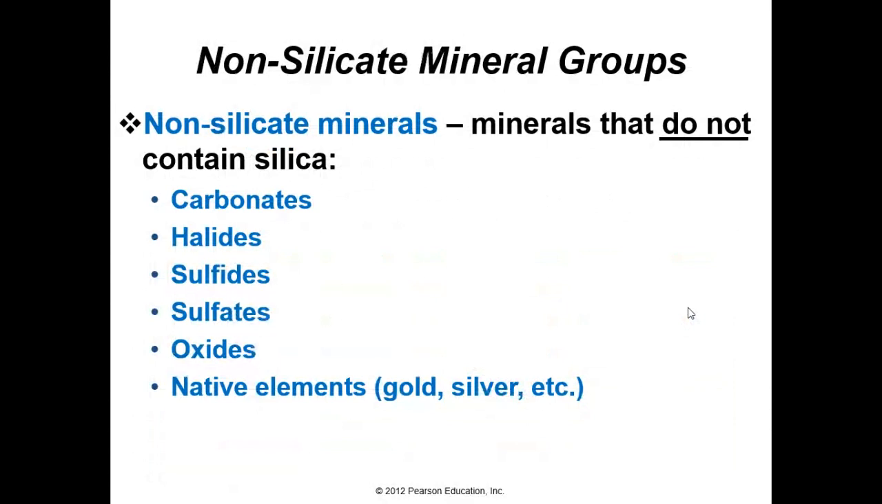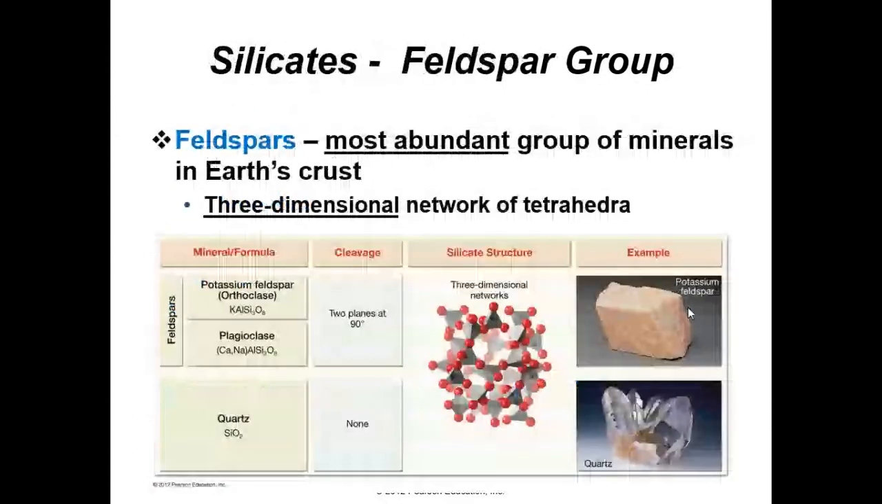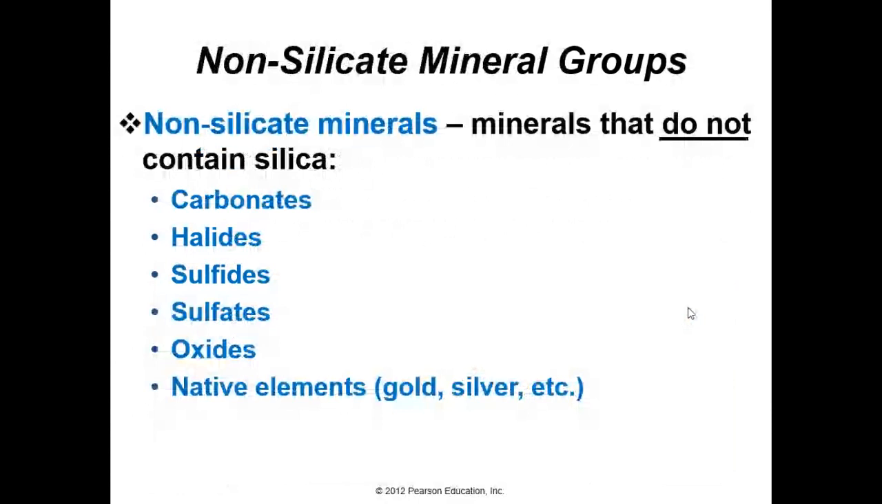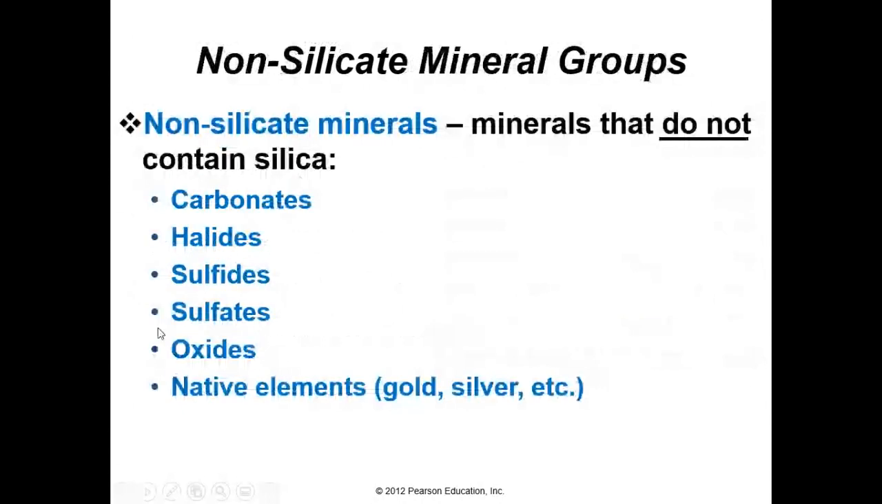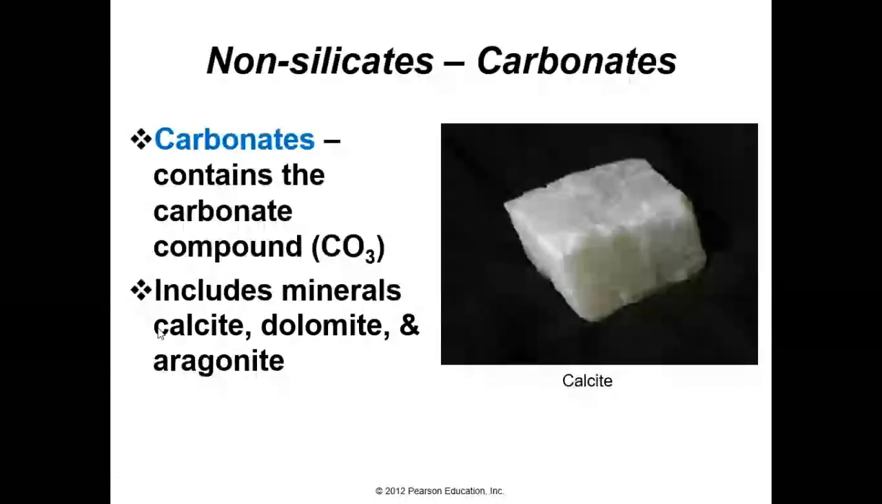Okay, so that is the silicates. Now we're going to move on to the non-silicates, so everything else that is not made of oxygen and silicon. Here are the examples right here. We're going to look individually at these ones. First we have the carbonates, which are also known as calcium carbonates.